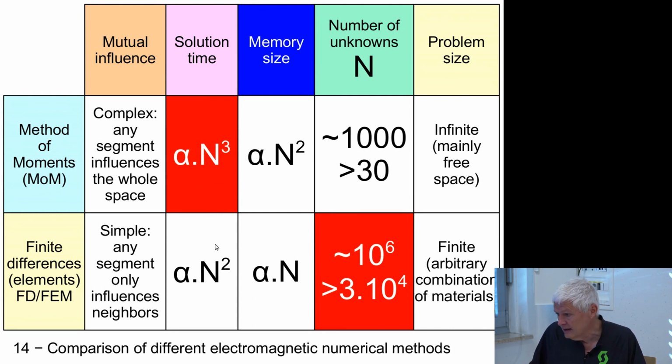While here with finite differences, any element, the matrix of the system has mostly 0 elements. Most of the elements are 0. There are only 6 non-zero elements in the matrix. And those 6 non-zero elements actually make our solution time increase only by n squared.